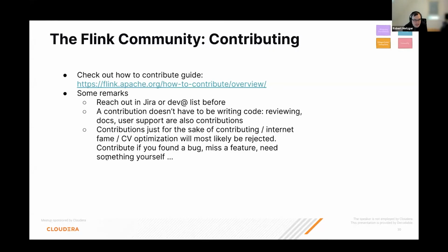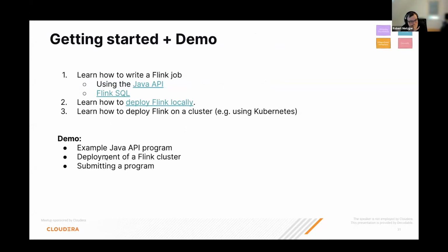So that's all I want to say about the community. Now I want to also quickly talk about steps how to get started with Flink. And I would recommend, in particular if you're a Java developer or if you're a developer, to first look into how to write a Flink job. So you can do that using Flink's Java API or Scala API, or you can do that using Flink SQL. Then look into how to deploy Flink locally, and finally look into how to deploy Flink on a cluster.